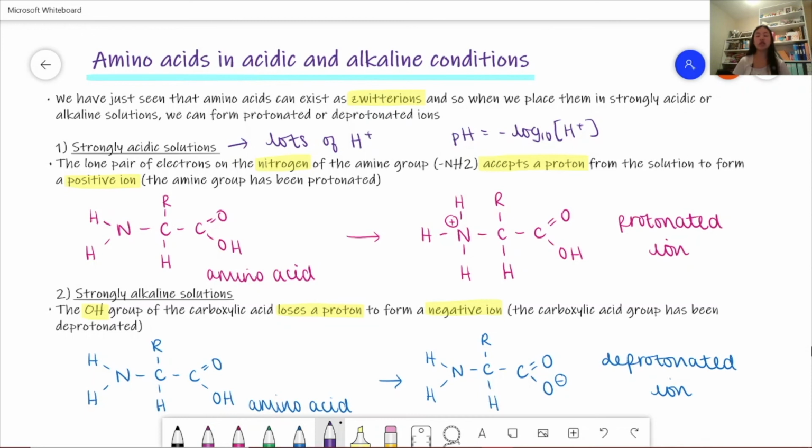And when we look at the strongly alkaline solutions, what we have is OH minus ions. And these OH minus ions will not do anything to the nitrogen, so the amine group, but with the carboxylic acid group, they'll be attracted to H plus ions because it wants to be neutral. So it takes away that H plus ion from the carboxylic acid group. So we get a deprotonated ion.